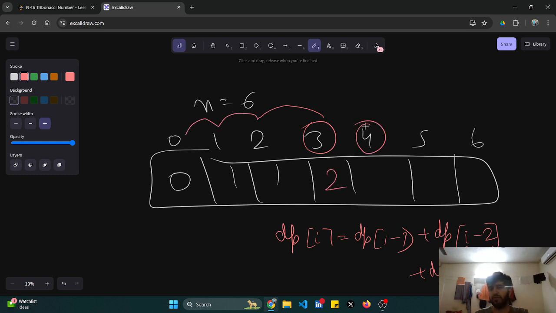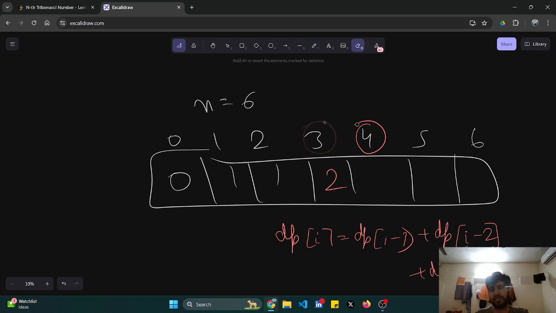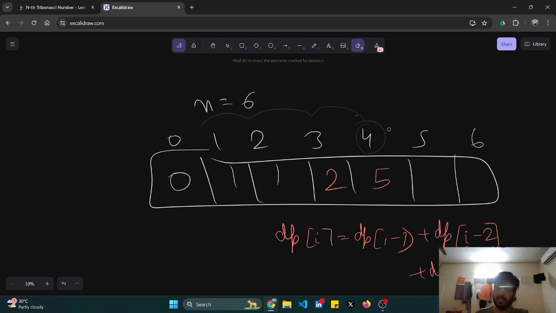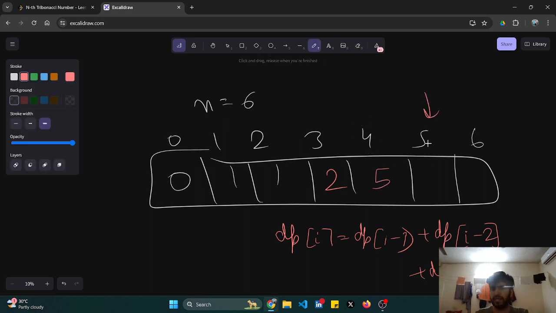Okay. I'll come to the fourth index. What are my last three terms? Basically this, and this. So 2 plus 1 plus 1 is equal to 5. Seems nice. Seems easy. I'll come to this index. What are my last three terms? 1, 2, and then 3. So 5 plus 2 plus 1 is equal to 8.